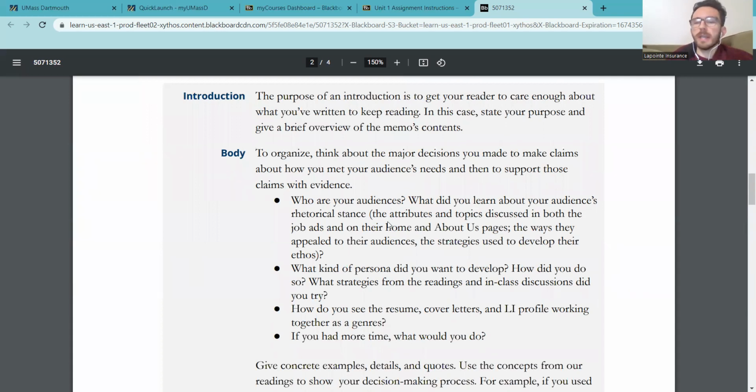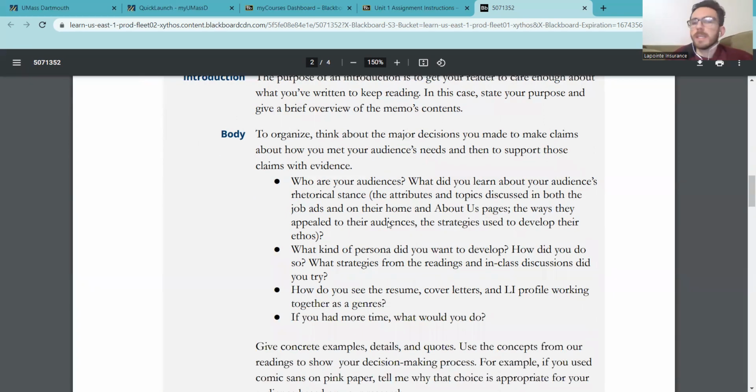Some of the questions that you'll be expected to address in your justification memo: you'll be expected to explain who are the audiences you're writing to, right? Who are your audiences? What do they care about? What specific values or needs do they have? And how are you, in your job documentation, appealing to those?